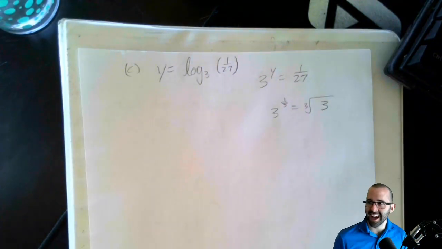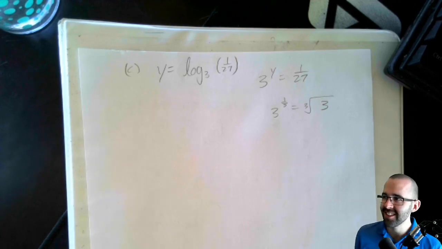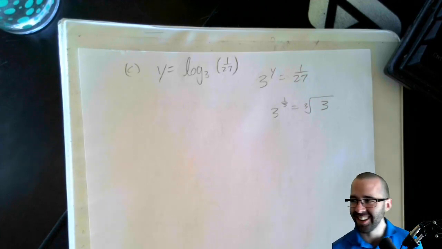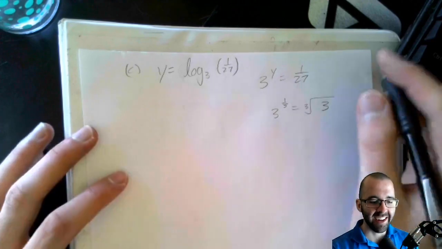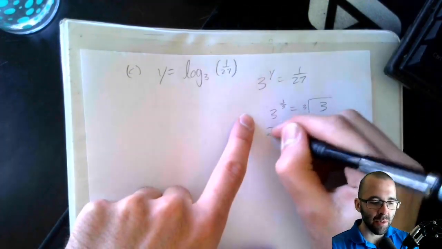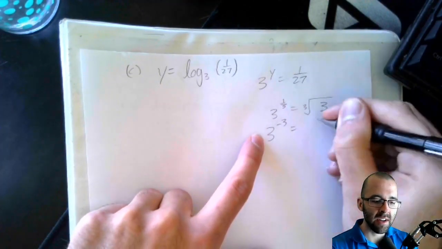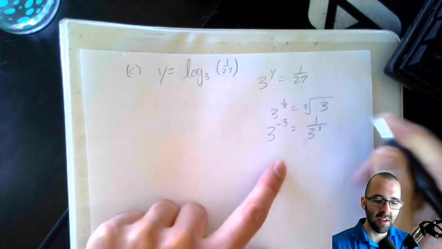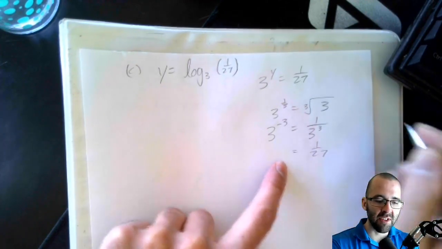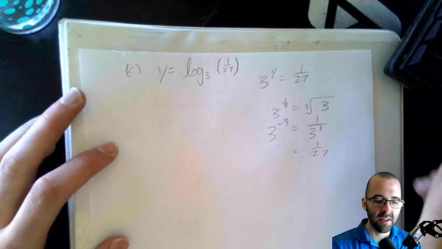It's -3, yeah. Good, fake Lexi. All right. Because notice that 3 to the -3rd power is 1/3 cubed, which is 1/27th, which is exactly what we wanted.